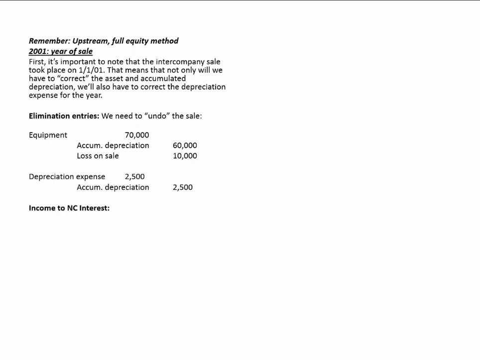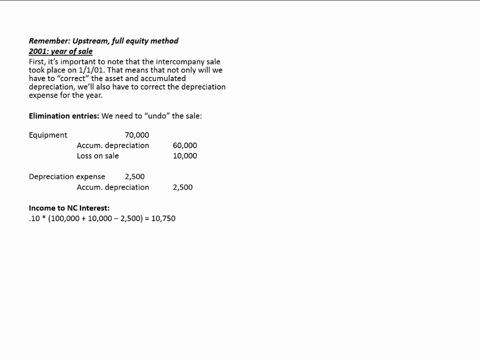The income to the non-controlling shareholders, again, the non-controlling shareholders are going to get their share, 10%, of the adjusted, realized earnings. So we start with reported earnings of $100,000, and then we look at those two elimination entries and say, how do those elimination entries affect the income? Well, there was a $10,000 credit to loss on sale. Putting a credit on the income statement raises income. We're eliminating or removing a loss, and so that increases earnings. And then the second elimination entry, we're debiting or increasing depreciation expense, so that reduces income.